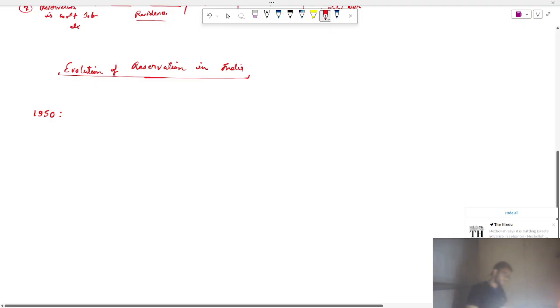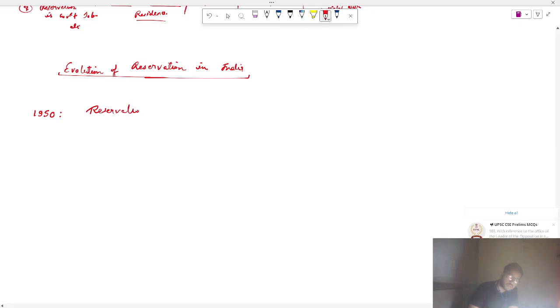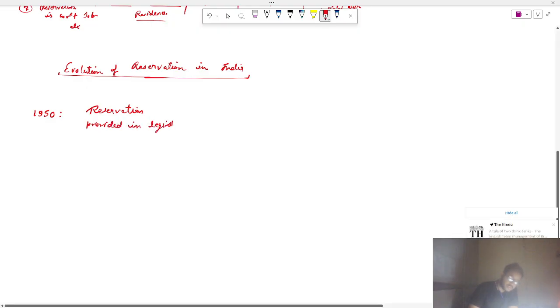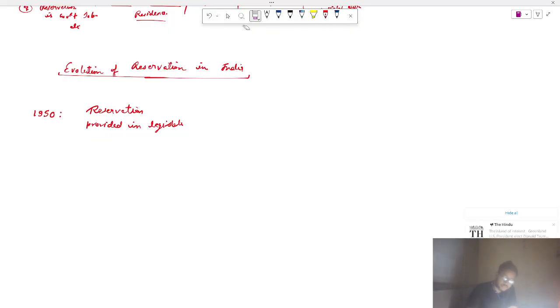Okay. Now, first we discuss reservation in legislature. At the time of 1950, reservation was provided in legislature only in the Lok Sabha, not in the Rajya Sabha, only in the elected house, that is the House of the People, the Lok Sabha, and in the state legislature.